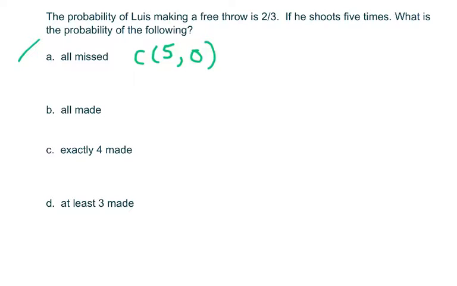So if he misses it, well, you can write these two either way. So a miss is 1/3, and so he misses them all. That's 5 times. And if he gets it, it's 2/3. So that would go to the 0. So the answer there would be 1 over 243.